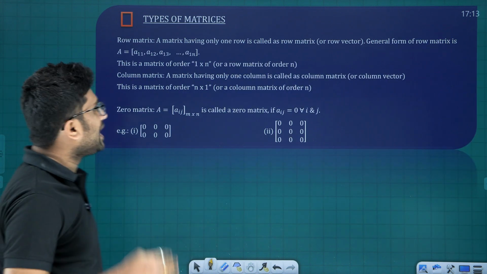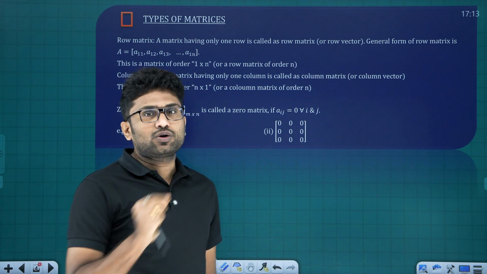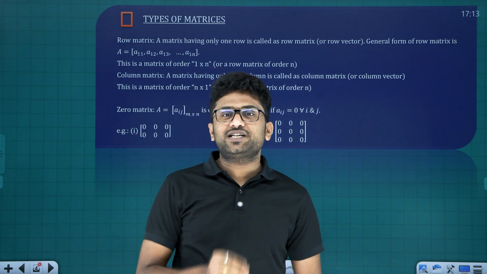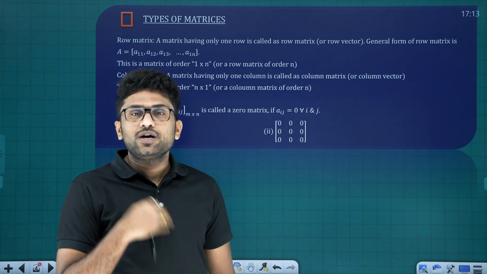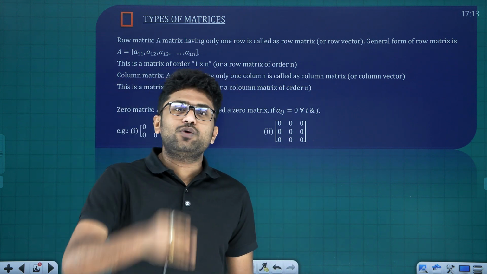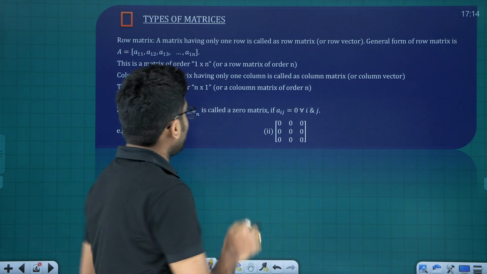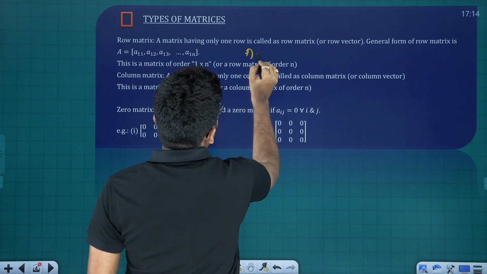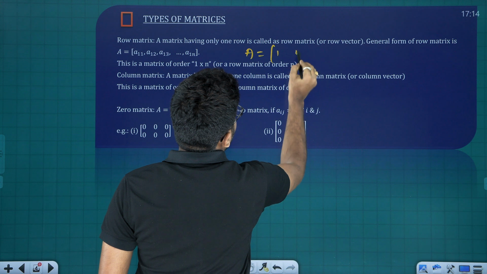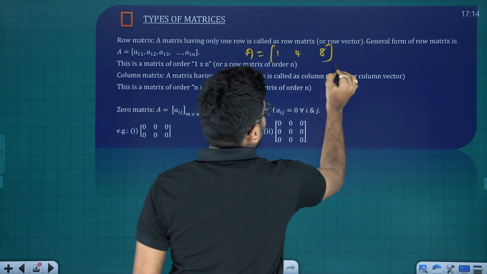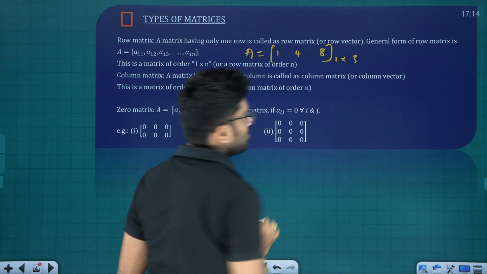Next, types of matrices. First we start with row matrix. If a matrix has only one single row, then such a matrix is called a row matrix. Column matrix: if a matrix has only one single column, then such a matrix is called a column matrix. Example of row matrix: let's say the matrix 1, 4, 8 is a matrix which has only one row, but how many columns? 3 columns.